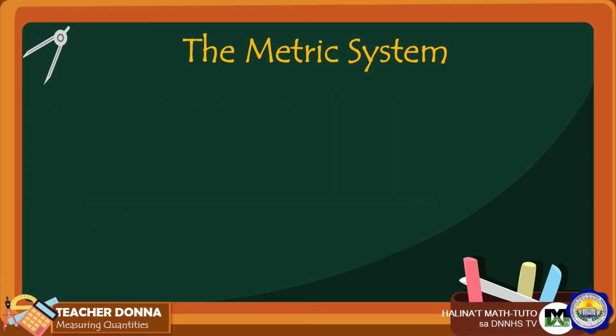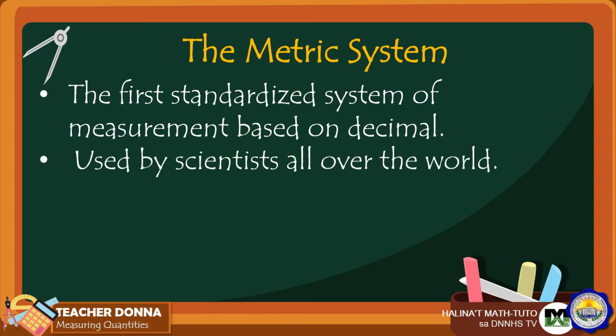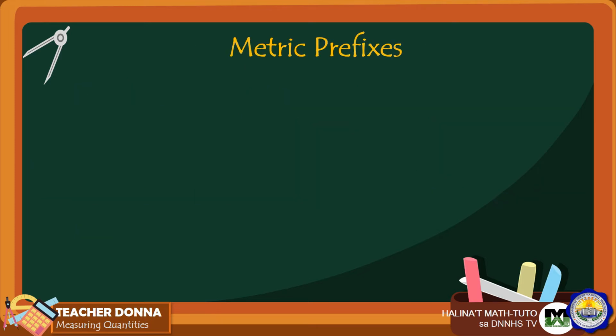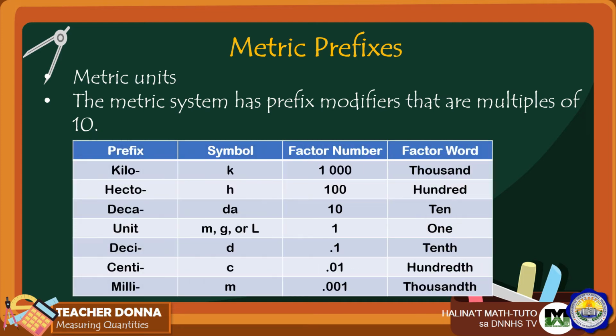So now let us move on with the metric system. The metric system is the first standardized system of measurement based on decimals, used by scientists all over the world. Conversion factors are always powers of 10. So we are going to use the metric prefixes. The metric system has prefix modifiers that are multiples of 10. So we have here the table: the prefix, the symbol, and its equivalent value.